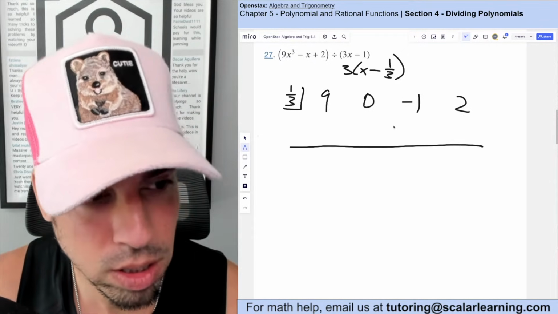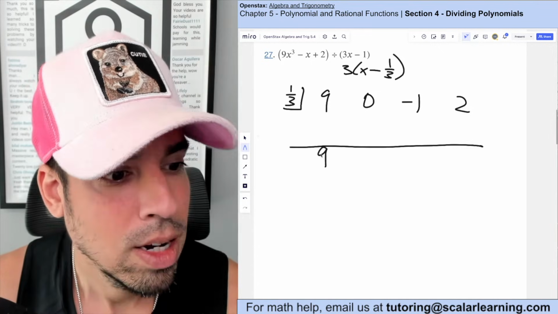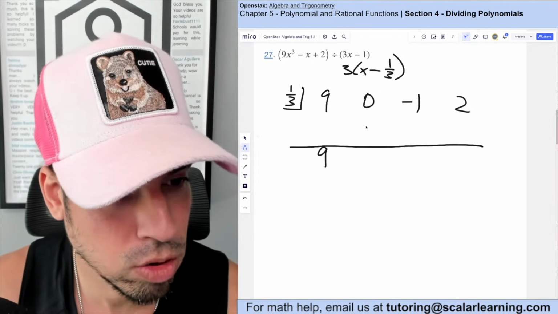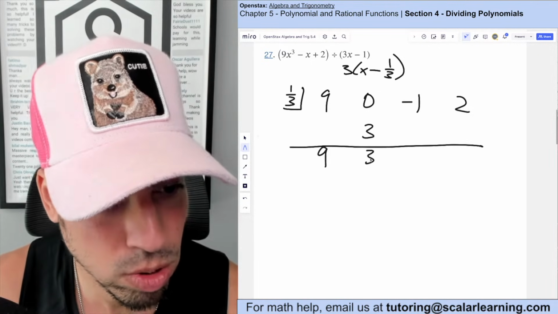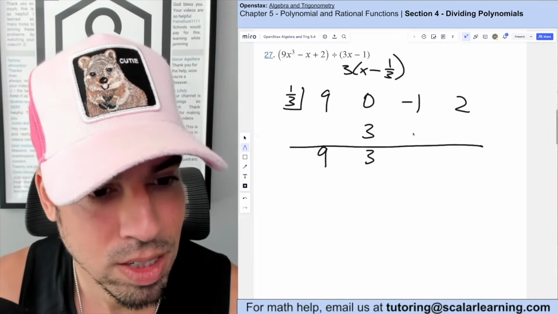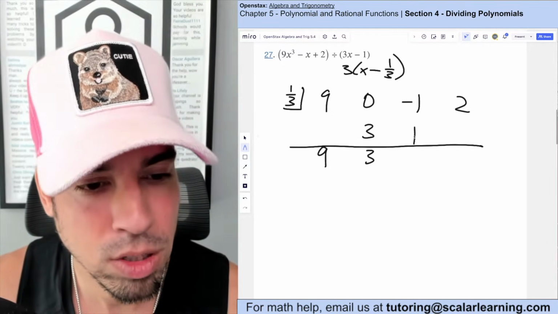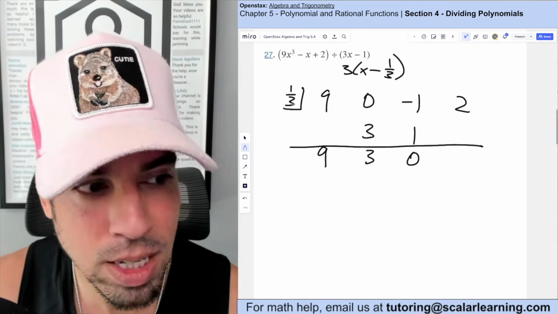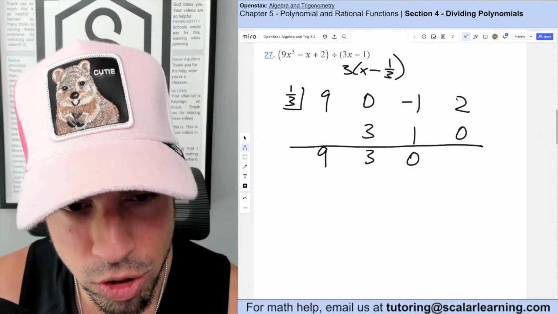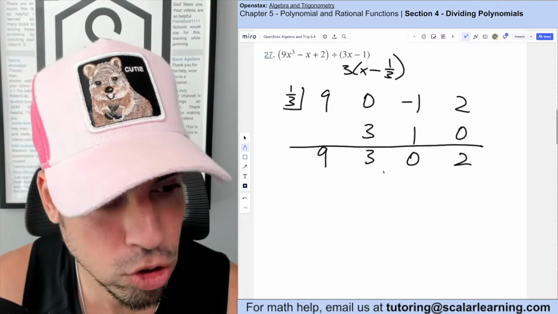Now let's do our thing. So first we're going to drop the 9. And the 9 multiplies the 1/3, and that's 3. 0 plus 3 is 3. 3 times 1/3 is actually 1. Negative 1 plus 1 is 0. And then last but not least, 1 times 1/3 is 0. 0 plus 2 is a remainder of 2.